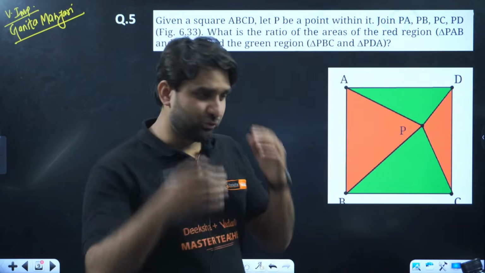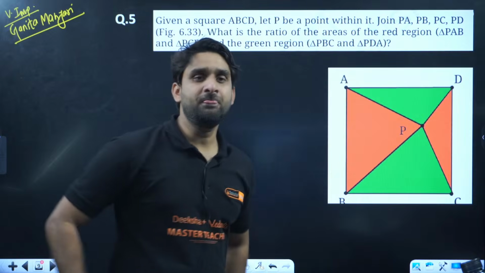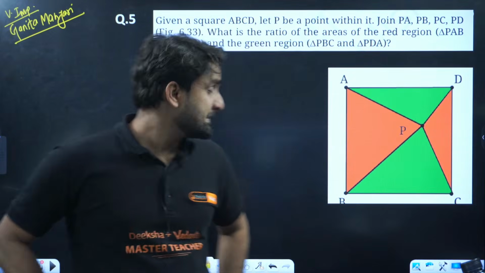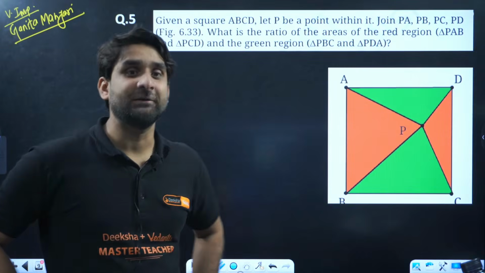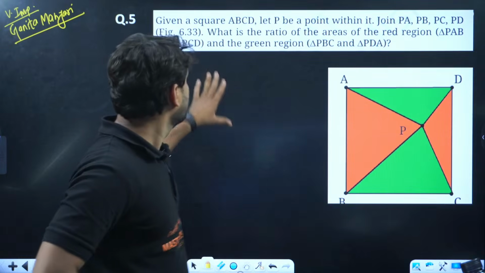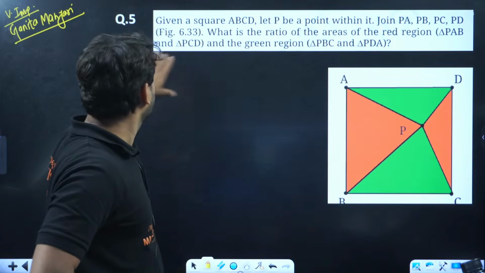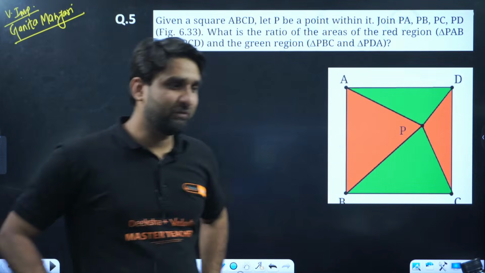Yes, dear all students, look at the question. This question is basically a proof type question. Prove that, show that. What is the ratio of the area of the red region and the green region? Good question.